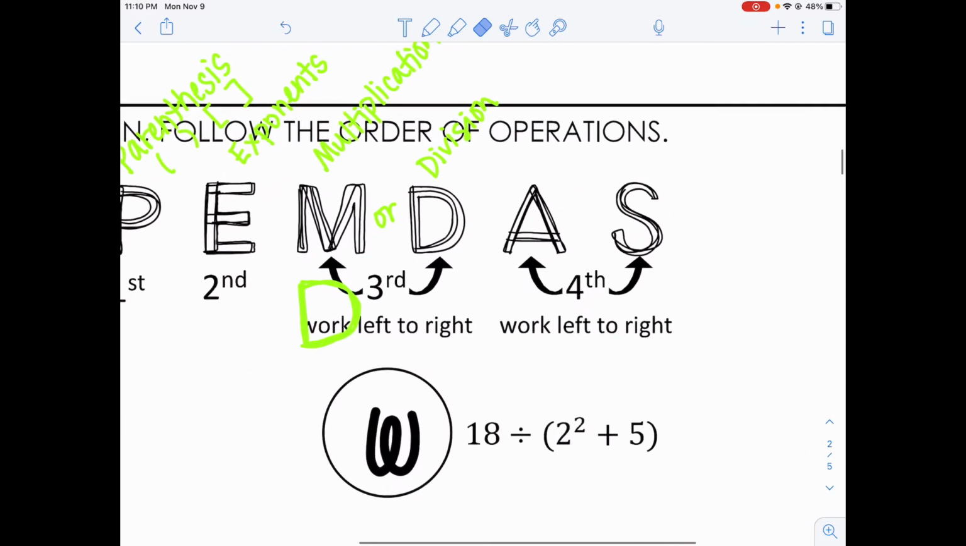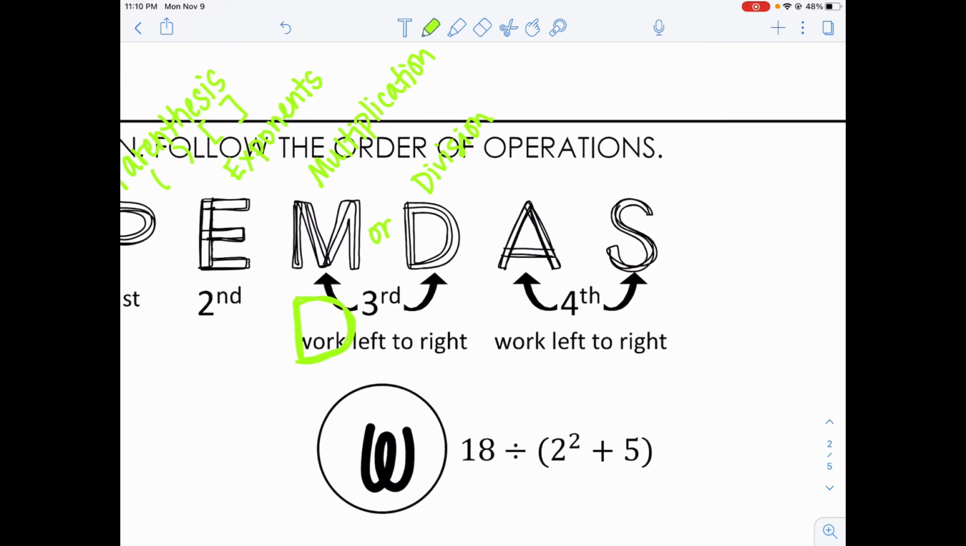Going back to my acronym for PEMDAS, A stands for addition, and S stands for subtraction. Addition and subtraction work the same way as multiplication and division. It is not addition and then subtraction no matter what. It's really addition or subtraction. So same thing. They are the same level. We work in order from left to right.